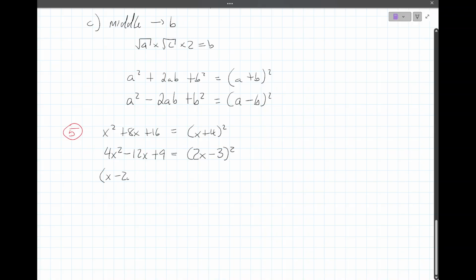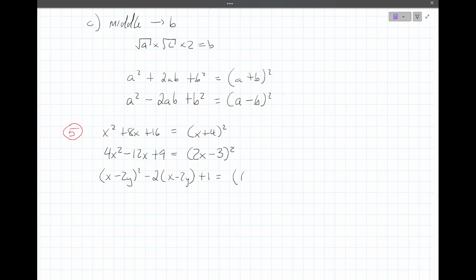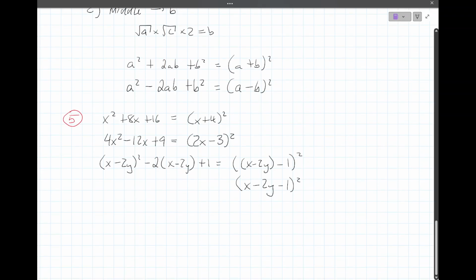I can also do this with composite expressions: (x minus 2y) squared minus 2(x minus 2y) plus 1. Well, 1 is a square, (x minus 2y) squared is a square, and then 1 times (x minus 2y) times 2 is still the same thing there, so that works out. So that's 1 and 1, so I'm going to get (x minus 2y minus 1) all squared, and I can break it out of the brackets. I'll get (x minus 2y minus 1) squared. So that works out over here as well.